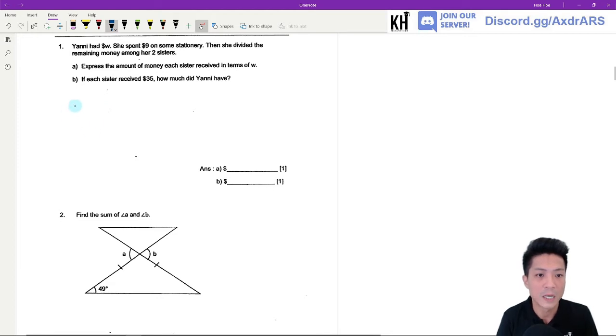Okay, let's start with part A. Yanni had $W. She spent $9 and divided the remaining, that means this whole thing, amongst her 2 sisters. So this will be the answer: W minus 9 over 2.